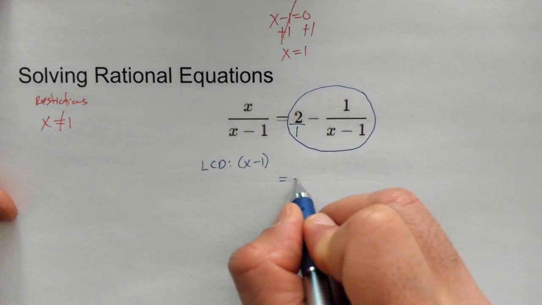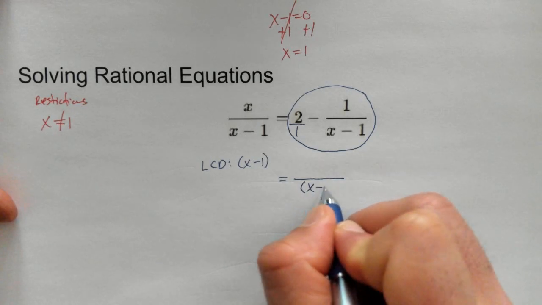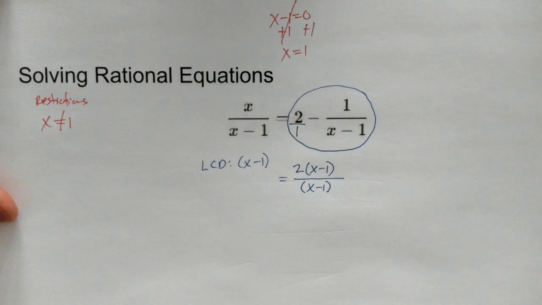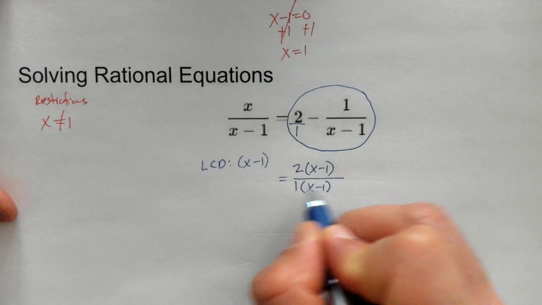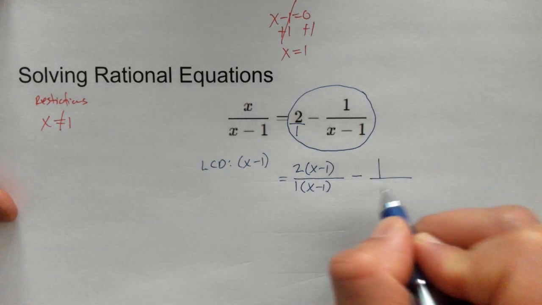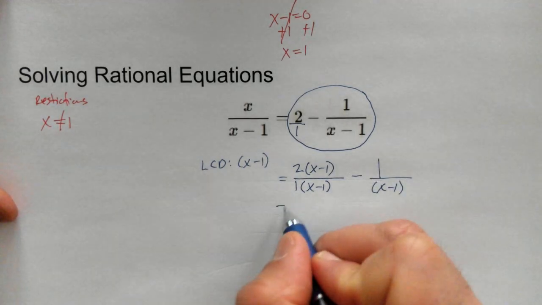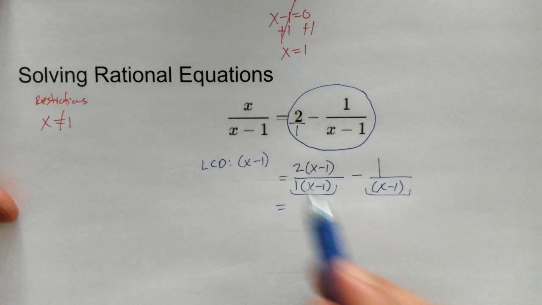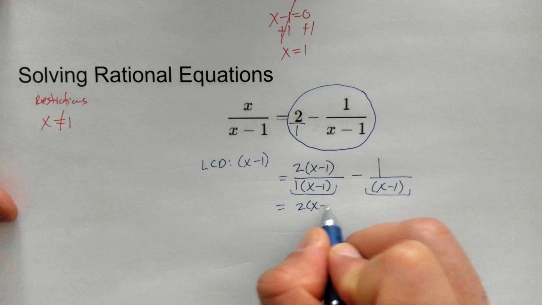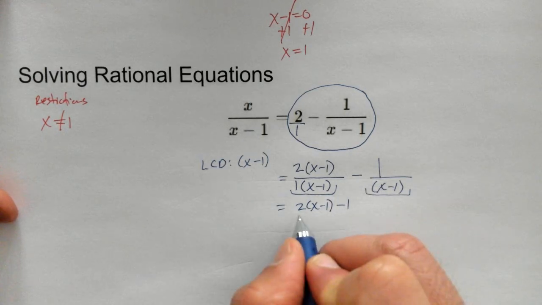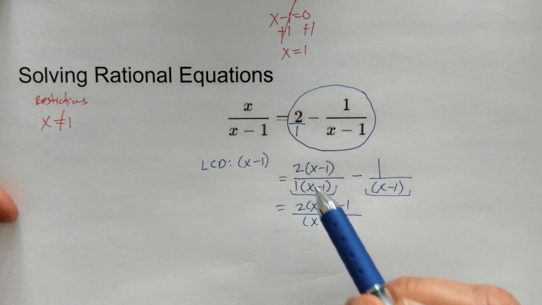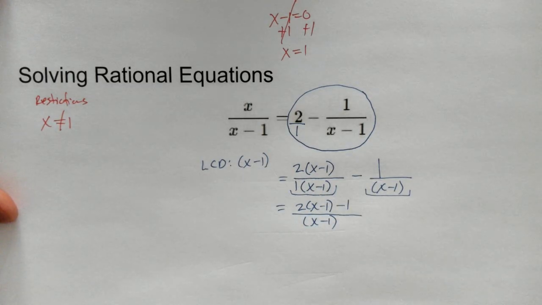Well, I need to multiply it times x minus 1 in the bottom and the top. Right? Technically, I have a 1 here. 1 times that minus 1 over x minus 1. Now that I have the same denominator, I can combine the two fractions. Right? 2 times x minus 1 minus 1 all divided by x minus 1. Right? 1 times that is just that. Nothing changes. I can now distribute and combine like terms.